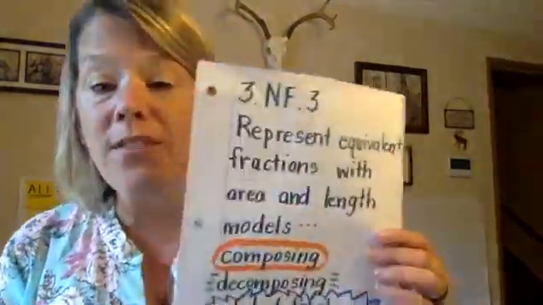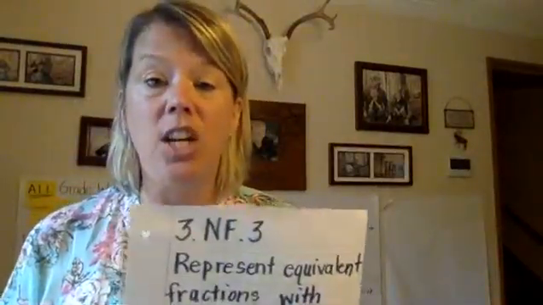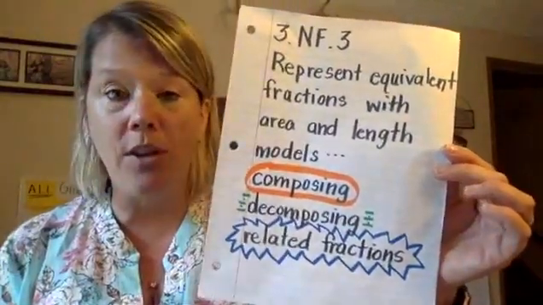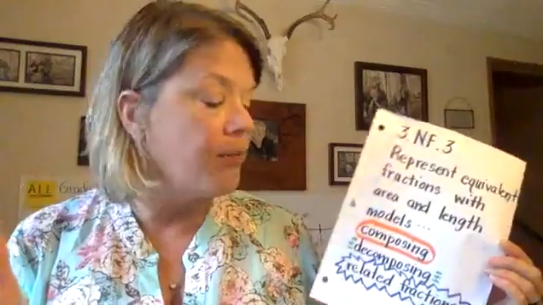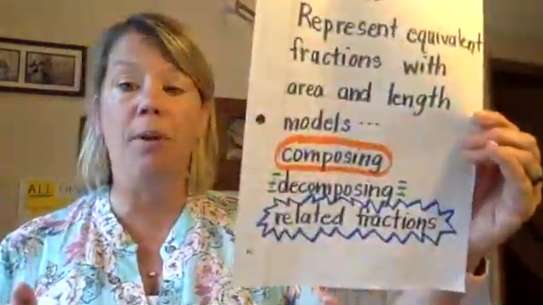My goodness. So, we are still going through 3.NF.3, and Miss Street is going really slow at this because it's important, because this is huge, okay? Represent equivalent fractions with area and length models. We've talked about what those are. Our area models are like our fraction bars. Our length model is like the number line. Using the words composing, decomposing, and related fractions, and Miss Street hasn't been doing a good job with that, and I know it. So I made myself big signs so I would remember to say those words and use them appropriately.